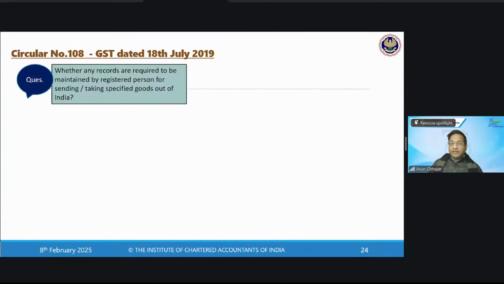Where is it written? Can you tell me? The transaction will be considered as supply even without consideration if it falls under Schedule 1. If the transaction falls under Schedule 1, then it will be treated as supply even without consideration. What is the Schedule 2? Can anybody tell me what is the Schedule 2?